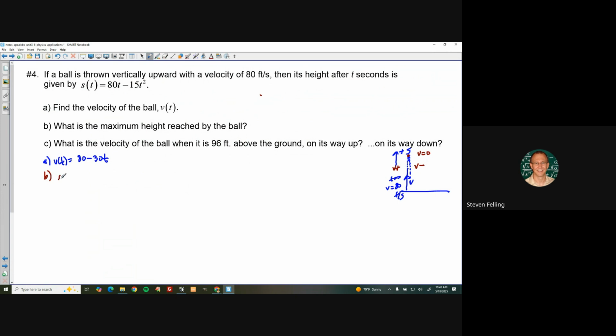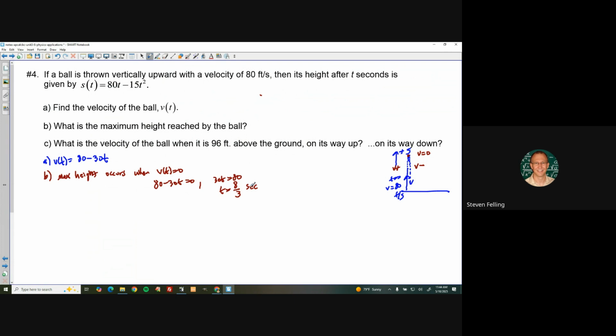So maybe I would say that the max height occurs when the velocity is equal to 0. So this function I just found, 80 minus 30t, has to be set equal to 0. That means 30t has to be equal to 80. t is 8/3, and the units for that would be seconds. Now that's not what the problem is asking.